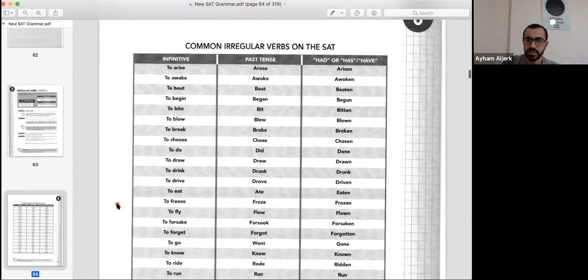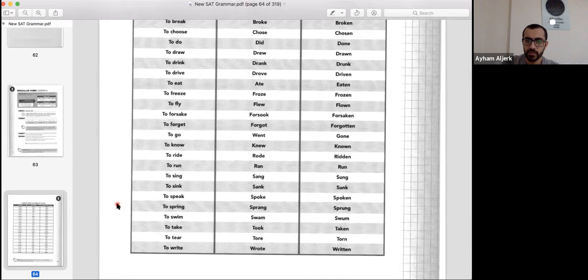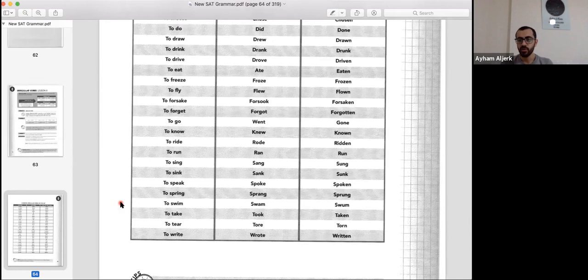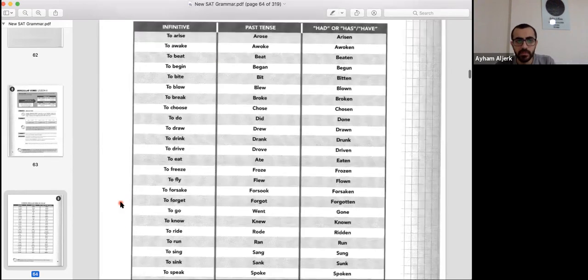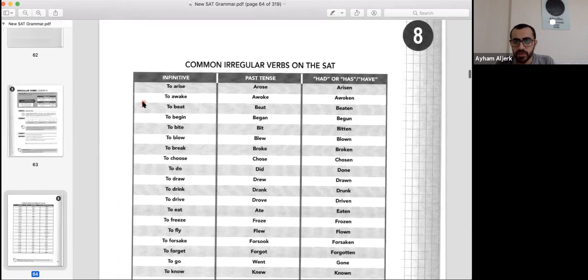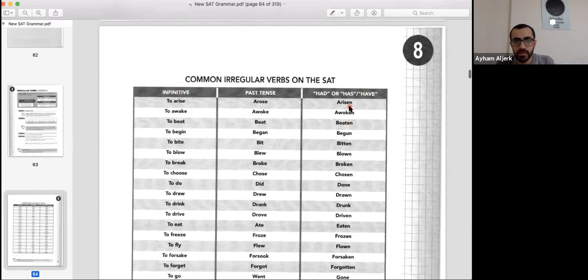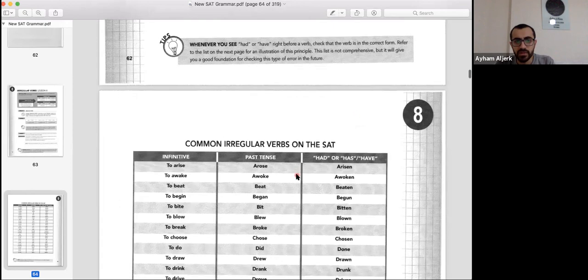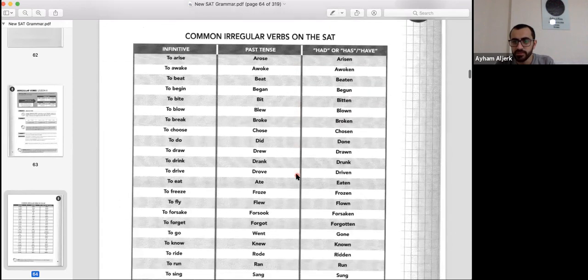Okay, so you can start from here. This is a good list. And then maybe you could take a look at a more comprehensive list where you have all the irregular verbs. Okay, I'm not going to waste your time now, but I just want you to try to memorize them for the infinitive form, and then the past tense, and the third form where we have had or has or have. So I would like you to try to study this at page 63.